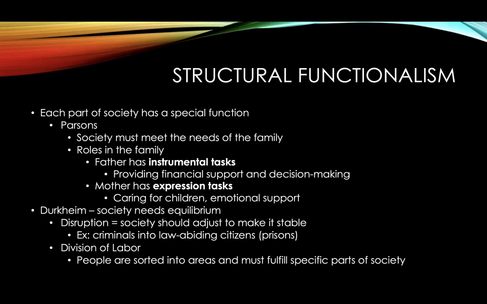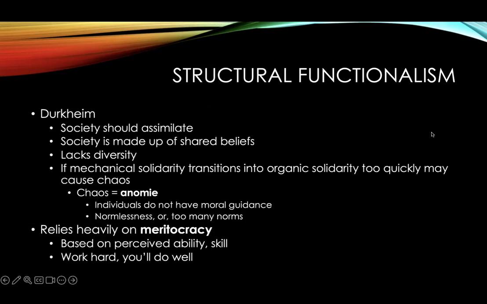So, how do you reduce crime? You implement prisons. For Durkheim, it's really a big focus on equilibrium and a division of labor. The idea should be that we are constantly trying to make society stable. Now, with that, he also looks at assimilation, to some degree, and that we need to be assimilating so we have shared beliefs and we have a consensus.